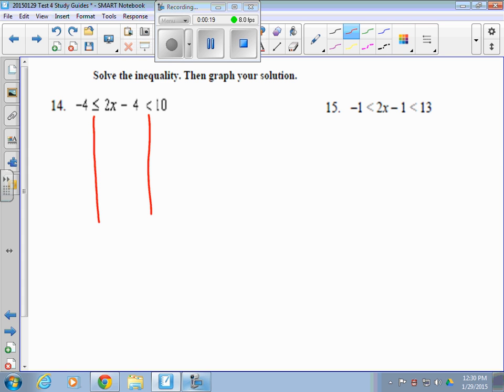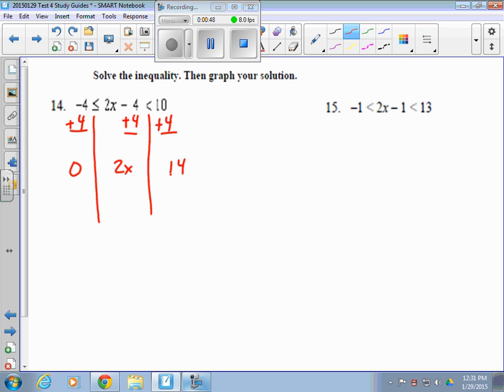Other than that, you're going to work it the same way you work everything else in order to solve it. You're going to undo your order of operations backwards. You undo any addition and subtraction. We got minus 4. You got to add that to the middle. If you add 4 to the middle, you got to add it to the left, and you got to add it to the right. You got to add it to everything. Negative 4 plus 4 is 0. When you do negative 4 plus 4, you cancel it out. You're left with 2x in the middle, and then 10 plus 4 is 14.